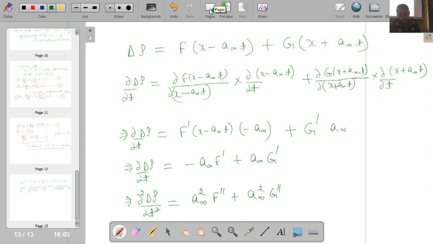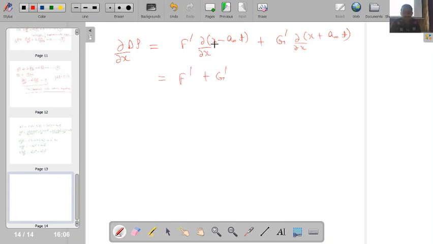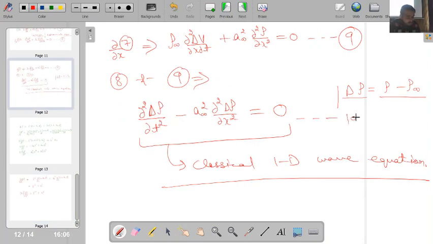Similarly, if I calculate del by del x of delta rho, that will be f dash times del by del x of x minus a infinity t plus g dash times del by del x of x plus a infinity t. This ultimately comes out as f dash plus g dash, because del by del x of x is unity. Similarly, del square delta rho by del x square comes out to be f double dash plus g double dash. Now this was my equation number 10.